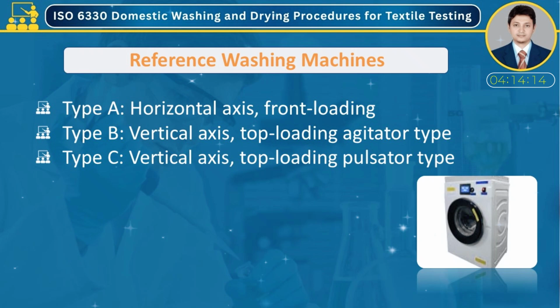Reference washing machines. Type A machines are commonly used in Europe and operate with a horizontal drum. Type B machines represent US-style agitator washers, while Type C corresponds to Asian-style pulsator machines. Each type has specific mechanical actions and water volumes defined in the standard.